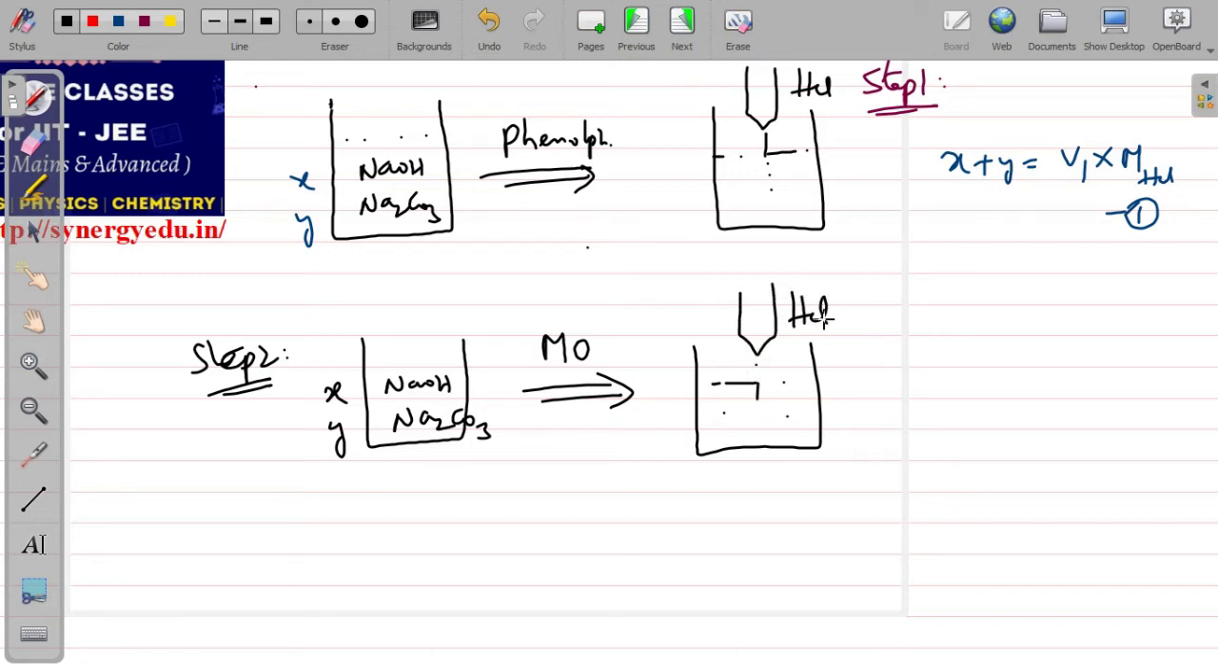So one type of problem is, first they will add phenolphthalein, then once NaOH converts into NaCl and Na2CO3 converts into sodium bicarbonate, they will add methyl orange into the beaker. That means one after the other.